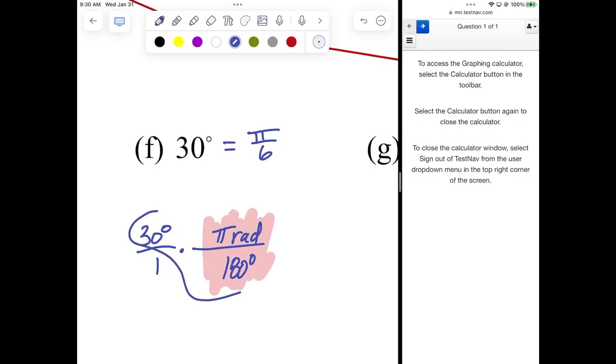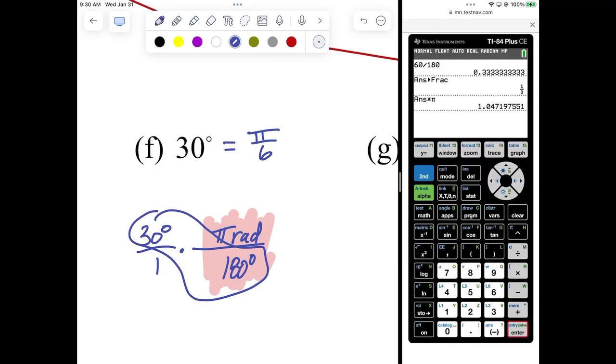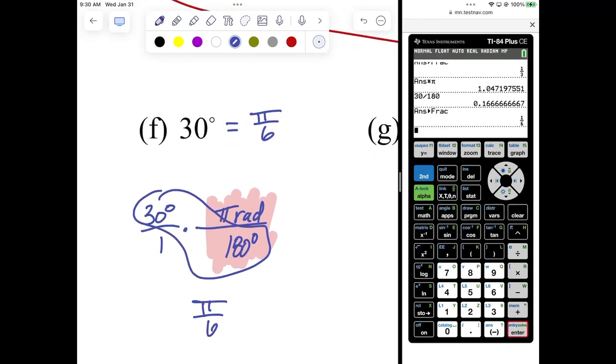Pi rads over 180. So I go to the calculator and do 30 divided by 180. And then how do I convert 0.166667 back to a fraction? Math, enter, enter. So 1/6 times pi is pi sixths radians. All right, you're going to have to memorize these, so you might want to memorize them now. What's pi thirds in radians? I'm sorry, what's pi thirds in degrees?